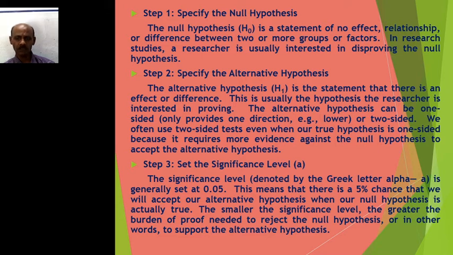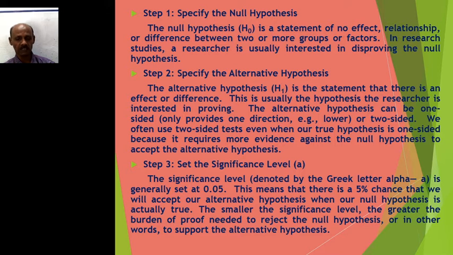The alternative hypothesis can be one-sided, only provides one direction, that is lower, or two-sided, maybe lower and upper. We often use two-sided tests even when our true hypothesis is one-sided because it requires more evidence against the null hypothesis to accept the alternative hypothesis.